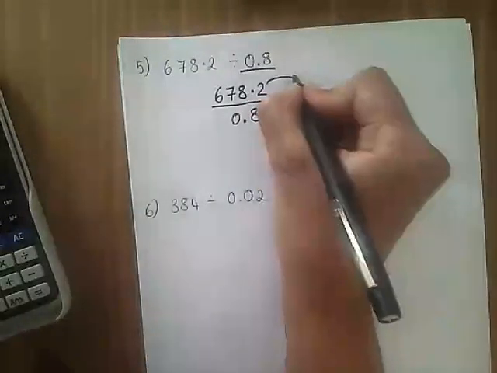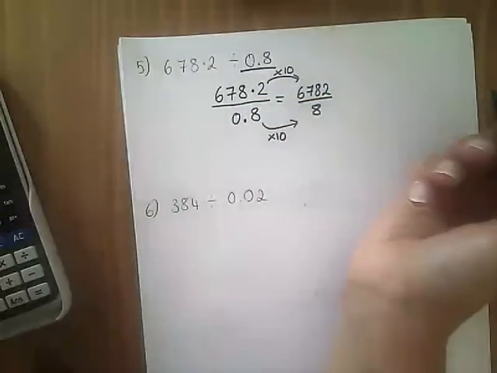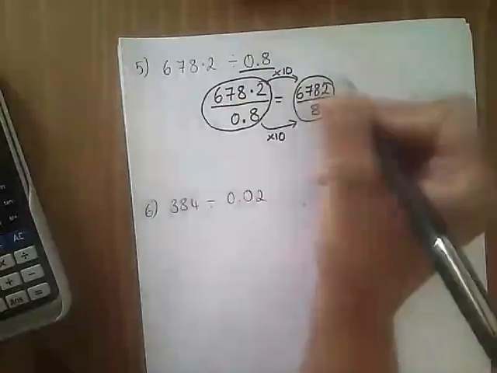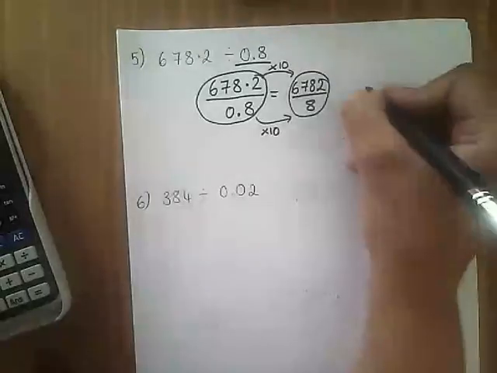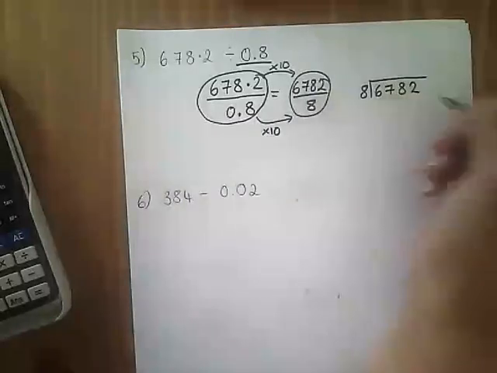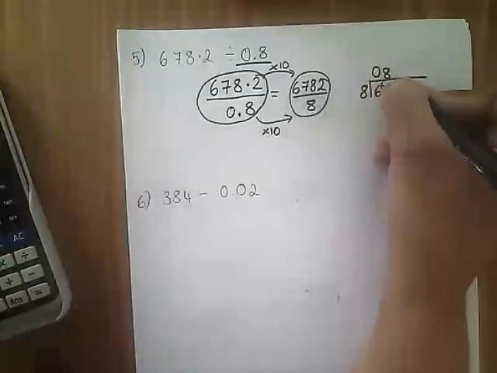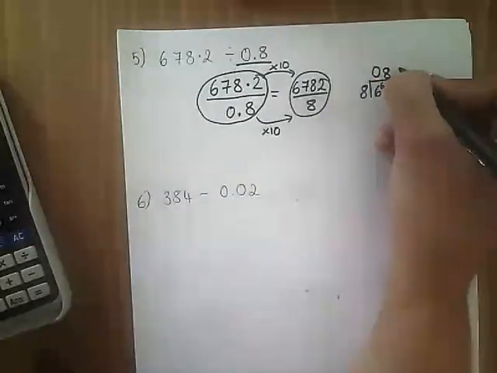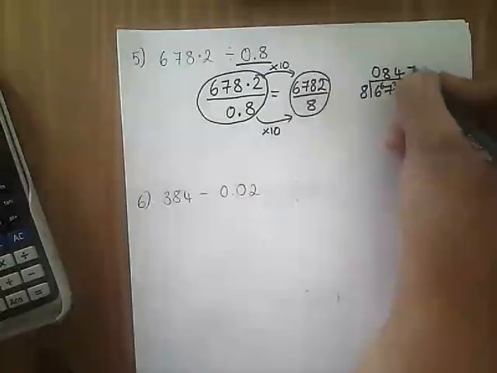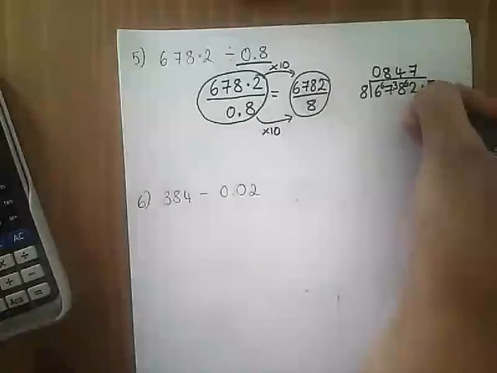And then I've got to do the same to the top. So let's times the top by 10. I get 6,782. Well, that is equivalent to that. So that's happy days, because I can work this out nice and easily. We're going to use a bus stop. So we're doing 8s into 6,782. 8s into 6 don't go, carry the 6. 8s into 67 go 8 times, remainder 3. 8s into 38 go 4 times, remainder 6. 8s into 62 go 7 times. 7 8s are 56. So we've got 6 left over.